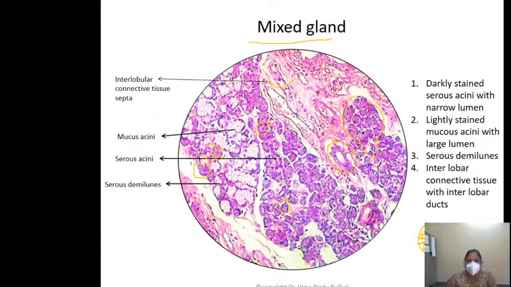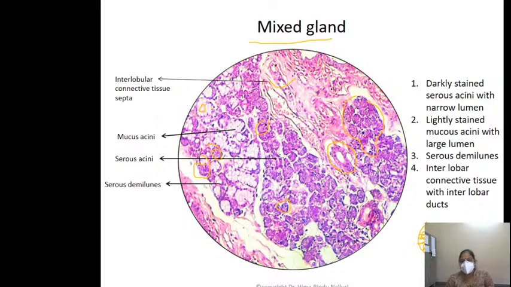It appears pale because during the preparation of the slide, the mucus will be removed. So that's why you don't see the mucus here, and it is not stained with the hematoxylin and eosin. It will appear like a pale structure. You can see here nicely the lumen of this acinus, and you can see the nuclei which are placed towards the base and flattened. That is the mucous acinus.